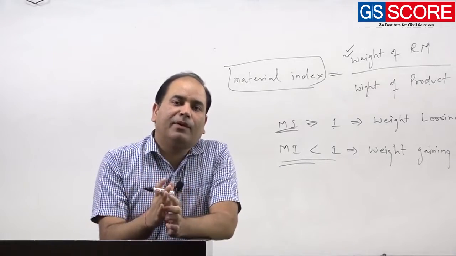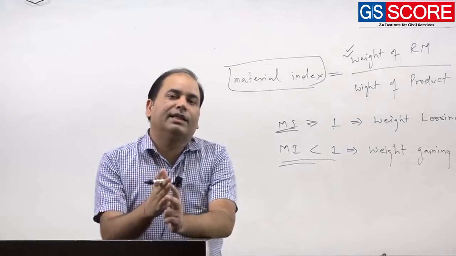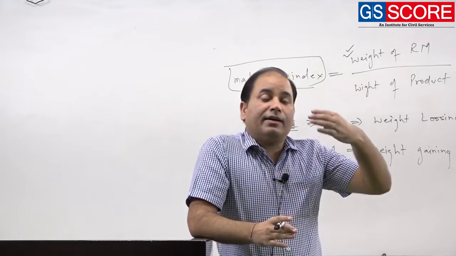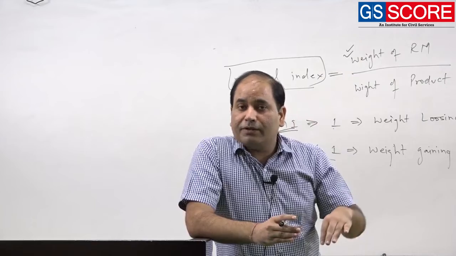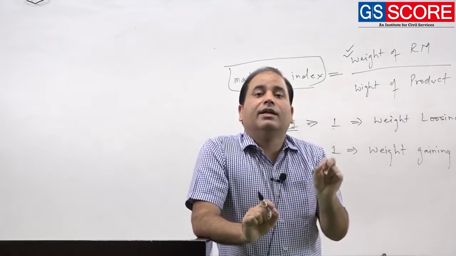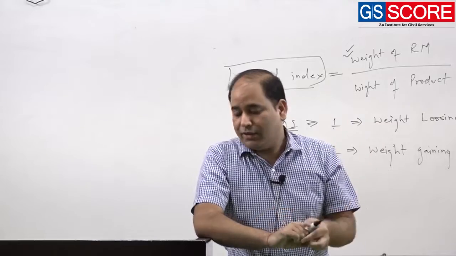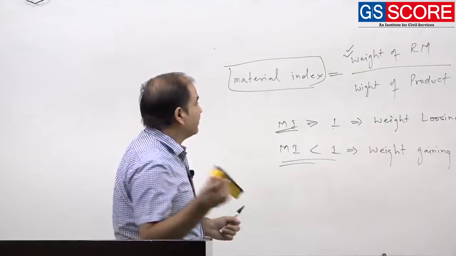So, depending upon whether the industry has Mi greater than 1 or Mi less than 1, whether it is a weight gaining industry or a weight losing industry, he suggested the location of the industry based on the transportation cost. So, what was the location? Just try to understand.